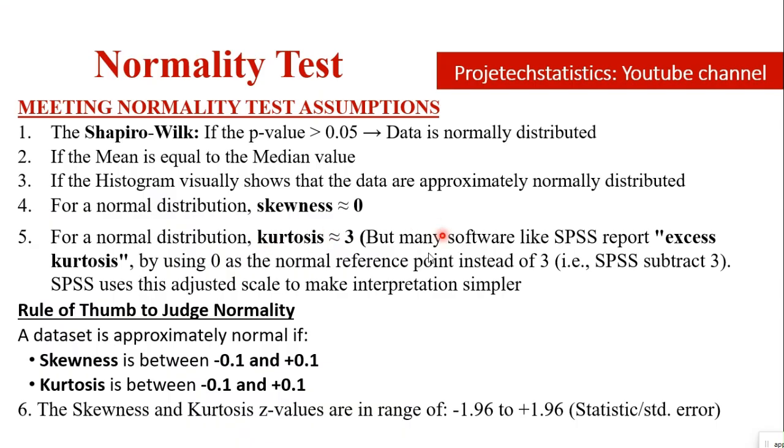Let me go back. I told you that the p-value of your Shapiro-Wilk must be greater than 0.05 for your data to be normally distributed. But in this case, it is less than 0.05. So we can clearly see that the data is not normally distributed. Now, on the second one, if the mean is equal to the median, we also say that this data is normally distributed.